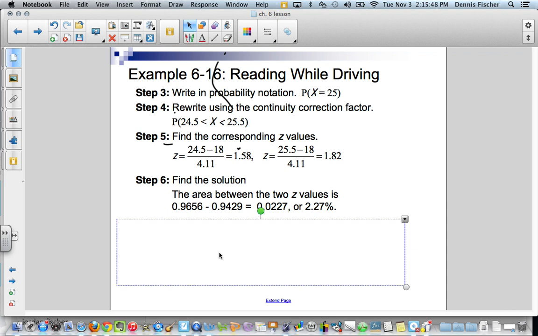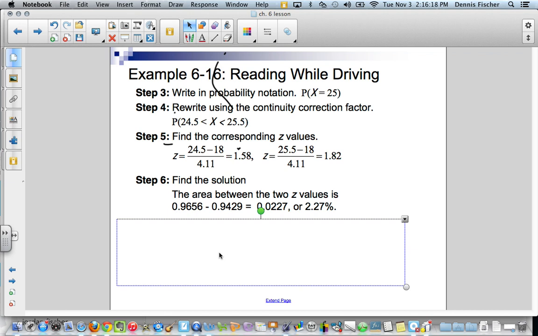Don't count that, they do it differently. Just look at our chart: it is 0.4429. They got 0.9929 by adding 0.5. Now if I look at 1.82 in my chart, it's 0.4656. That area represents all the way out to here, correct?